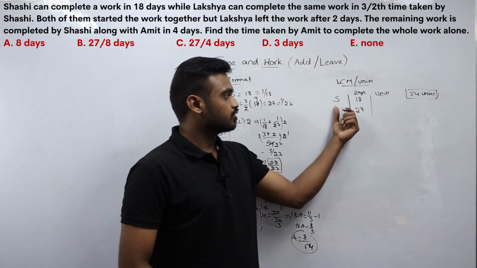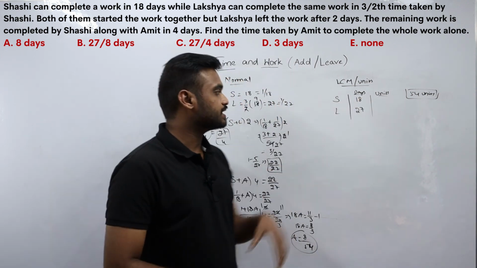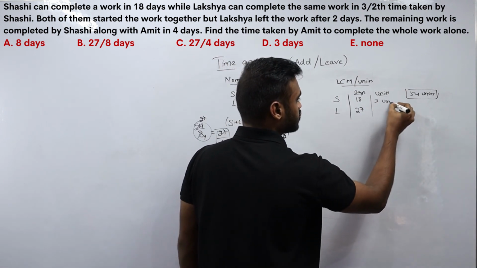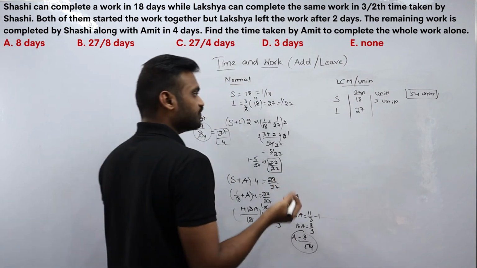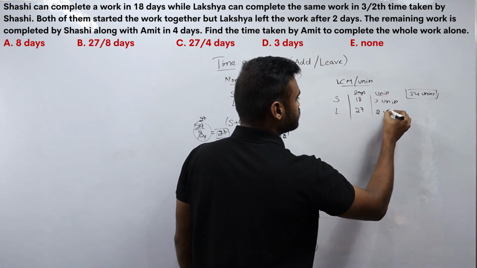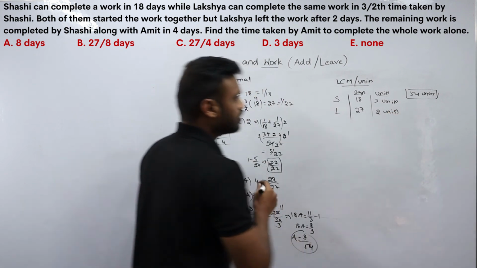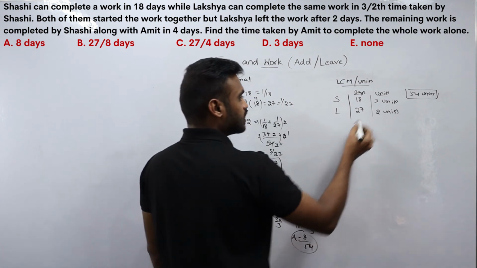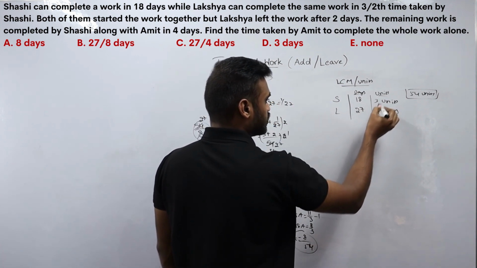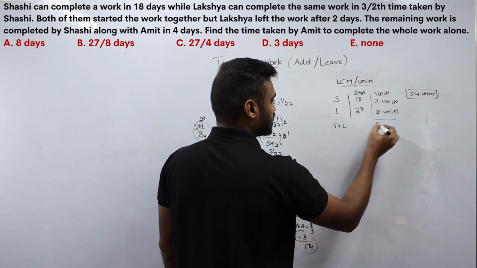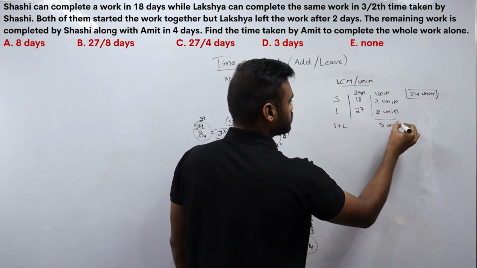Now Shashi is doing this 54 units of work in 18 days. So per day Shashi is completing 54/18, that is 3 units of work. In the same way, Lakshya is completing 54 by 27, 2 units of work. Now they are saying that Shashi and Lakshya have worked for 2 days. Per day Shashi is completing 3 units, per day Lakshya is completing 2 units. So per day Shashi plus Lakshya can do 5 units of work.